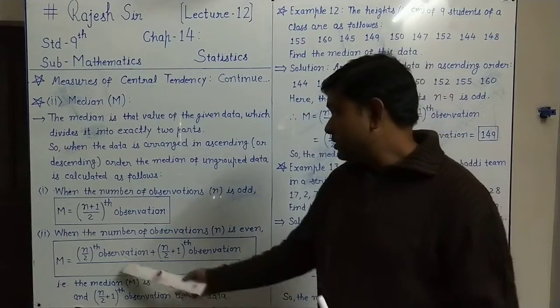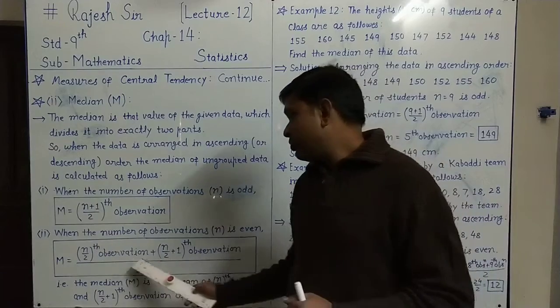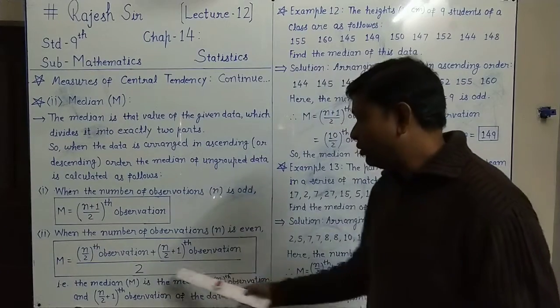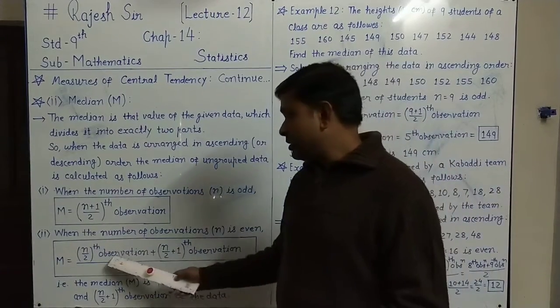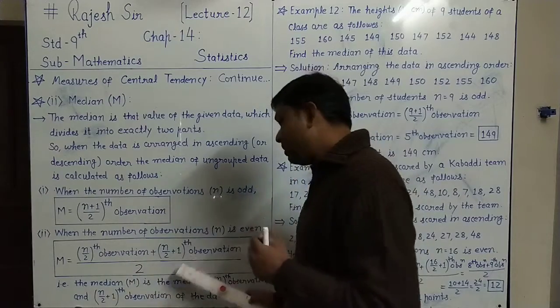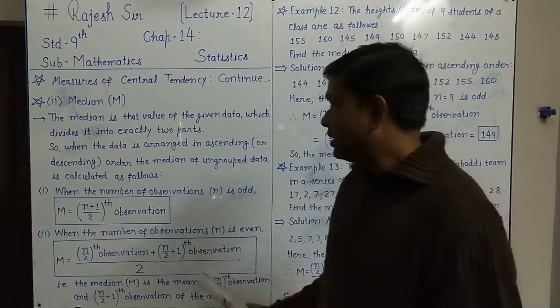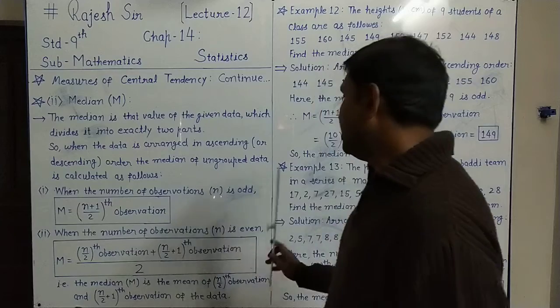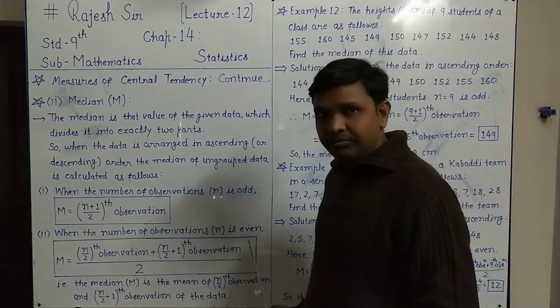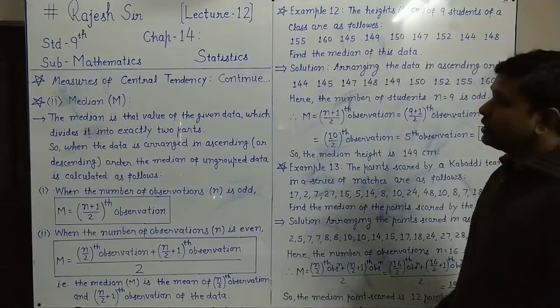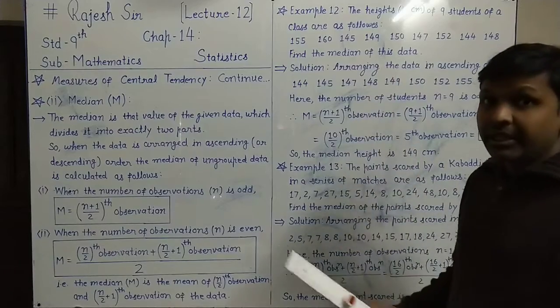Actually, it is the n by 2th observation plus the (n by 2 plus 1)th observation, whole upon 2. It shows that it is the mean of these two observations, and it gives the median in case the number of observations n is even. So in both situations, we will see an example and understand it.